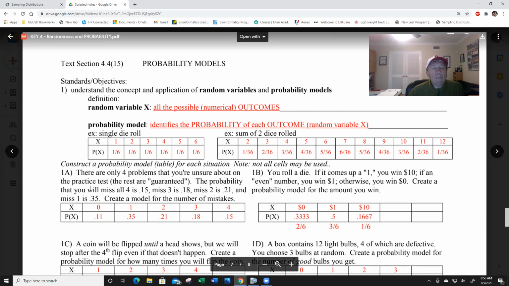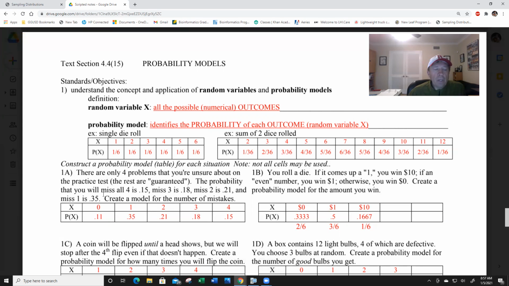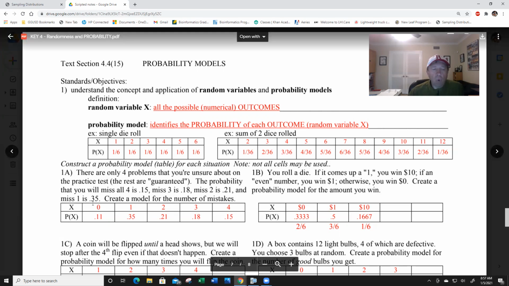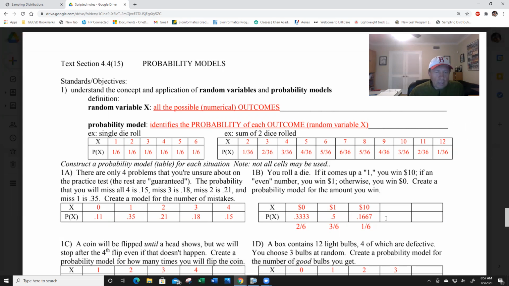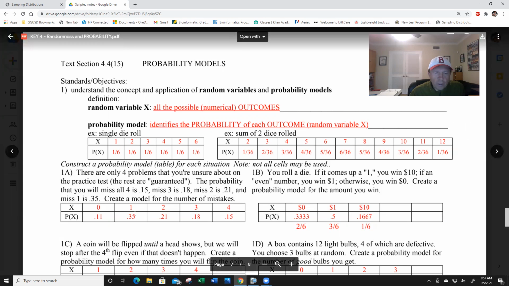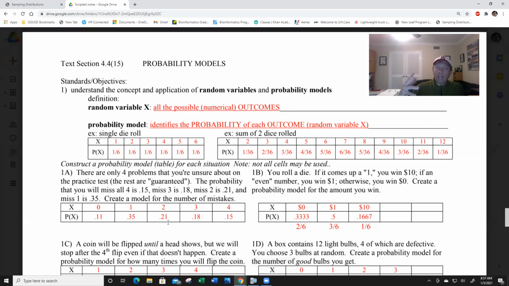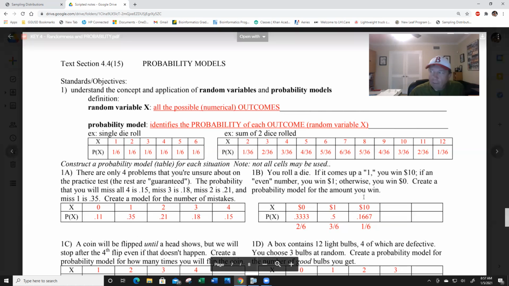Now, 1A, okay, we're going to construct these just based on what we're reading. There are only 4 problems that you're unsure about on the practice test. The rest are guaranteed. The probability that you miss all 4 is 15%, miss 3 is 18%, miss 2 is 21%, and miss 1 is 35%. Create a model for all the mistakes, okay? I don't think 0 was listed. I think it was 4, 3, 2, and 1. So I had to go 100% or 1 minus the summation of these to get that answer. Okay.